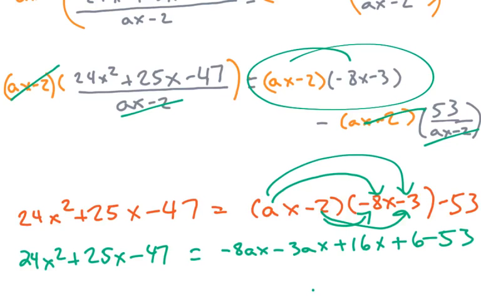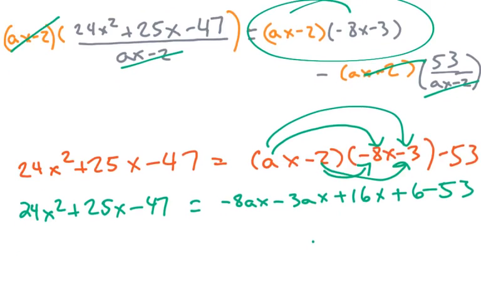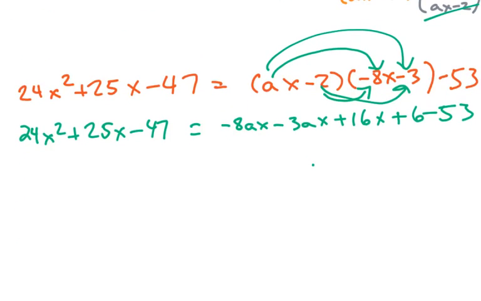So now, let's see what happens. Let's combine like terms. This guy right here is going to become negative 47. But we have a negative 47 over here, so we can cancel those out. Let's see what else can happen here. I can correct a mistake. This should have been negative 8ax squared.